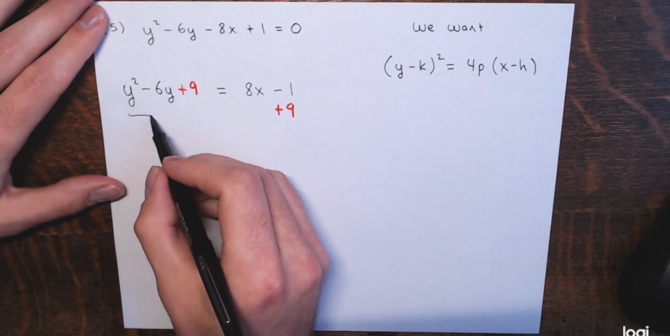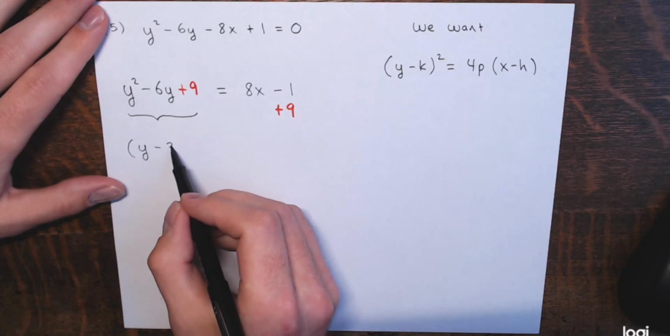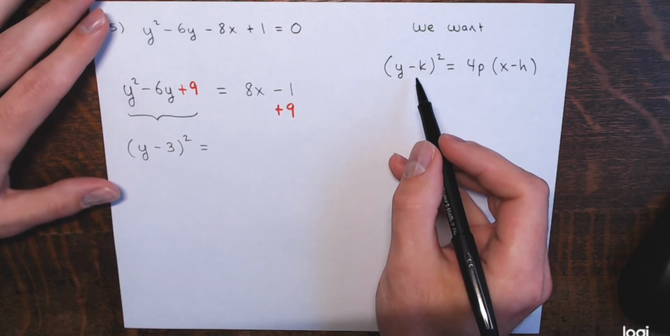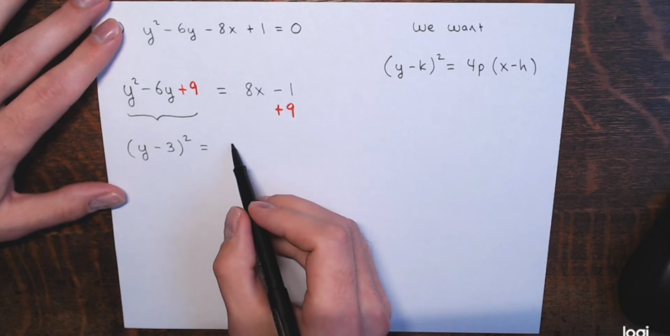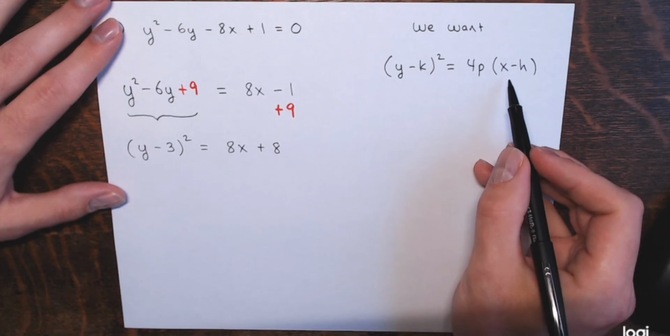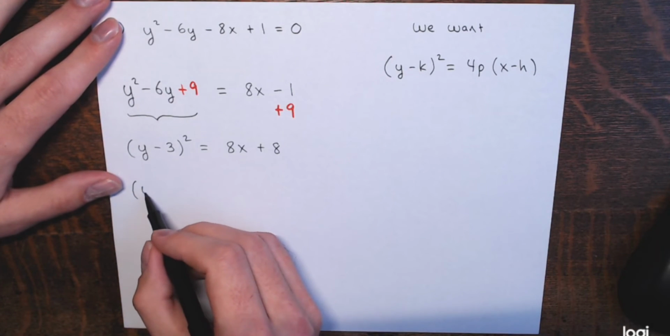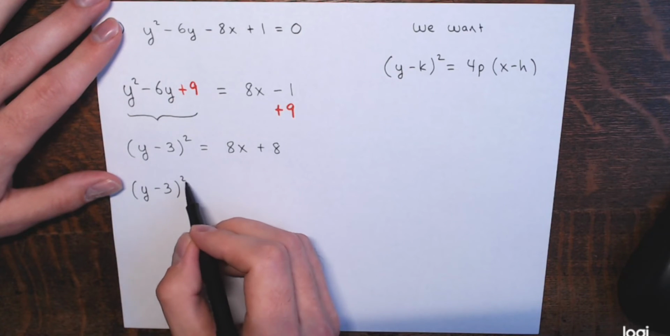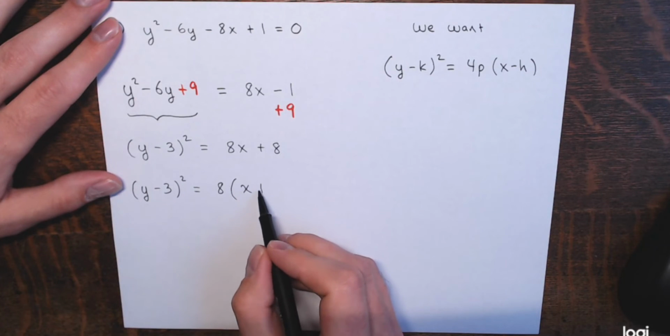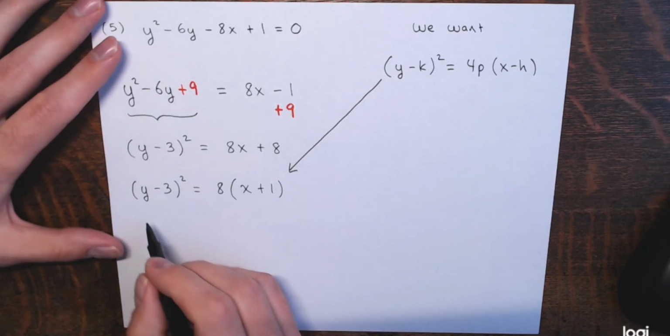And then this y squared minus 6y plus 9 is now the quantity y minus 3 squared. Right, so the left side looks good. It looks like now I'm almost in standard form. The right side is 8x plus 8, which is not quite there. I want 1x, not 8x. So I just factor out the 8. So we have y minus 3 squared equals 8 times the quantity x plus 1.